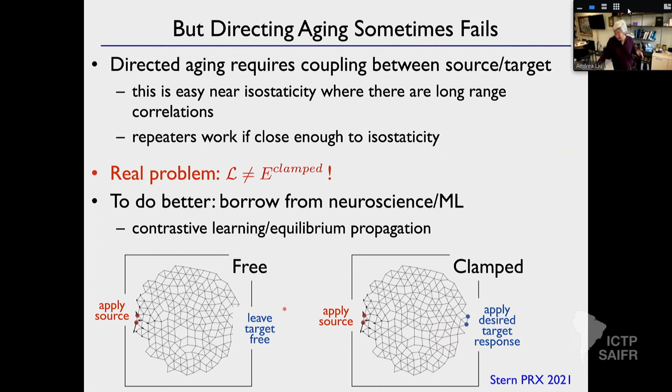So here you compare two cases. The free case, which is what you want. You want to just apply the source, not do anything at the target, and you want to get the right answer, right? But of course, when you start out, when you apply the source, you don't get the right answer at the target. Okay, but that's the free condition. And then there's the condition where you apply the source and then you apply the desired target response too. Okay, that's what I just showed you with directed aging.